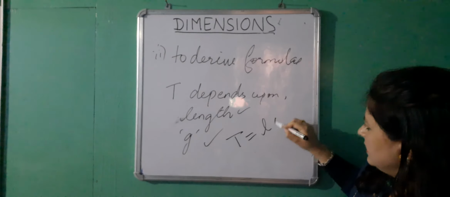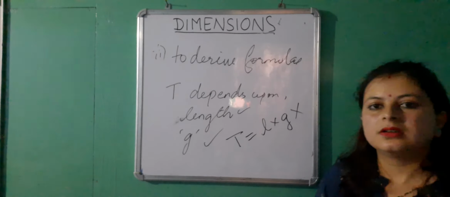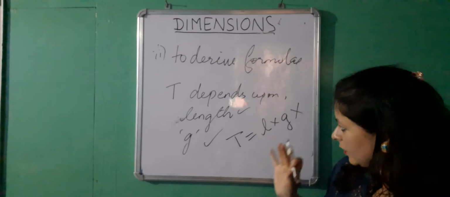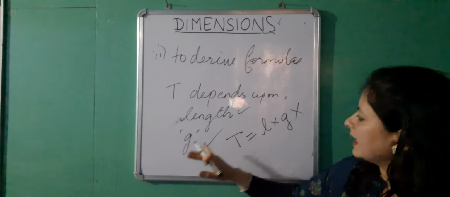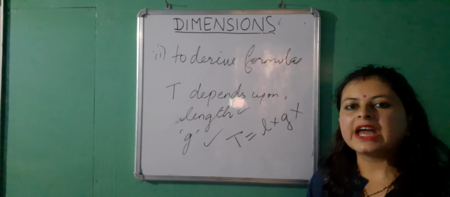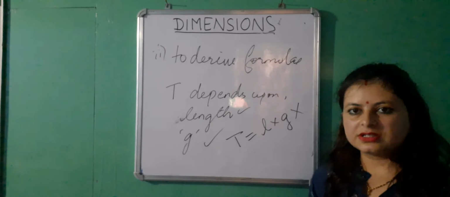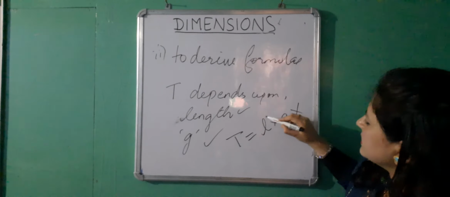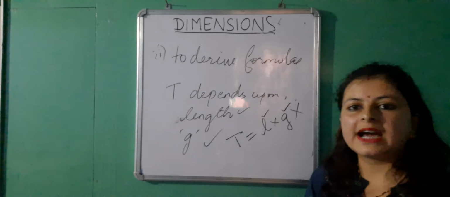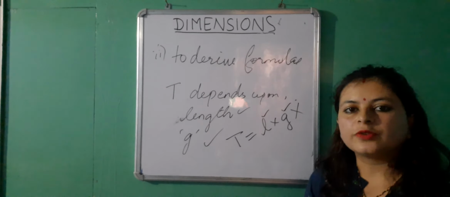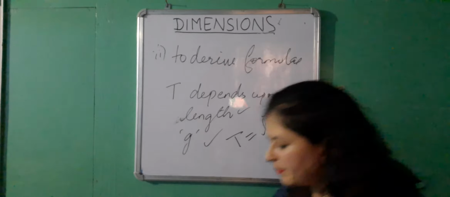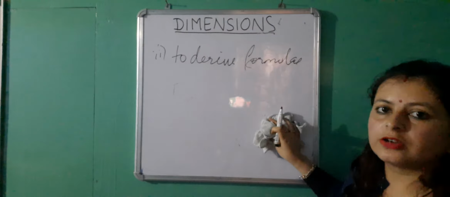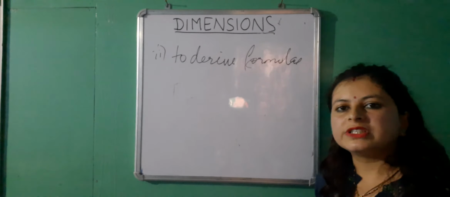Now I can't simply write T is equal to L into g. That would be wrong, because it has been established experimentally. So to know how it depends upon length and acceleration due to gravity, we have to use dimensional equations. And we can easily find out what powers this length and acceleration due to gravity are to be raised to in order to obtain the formula for the time period of a simple pendulum, without doing the entire derivation.